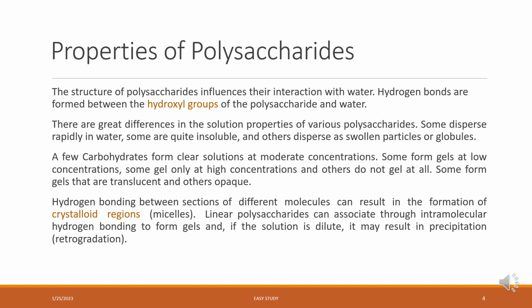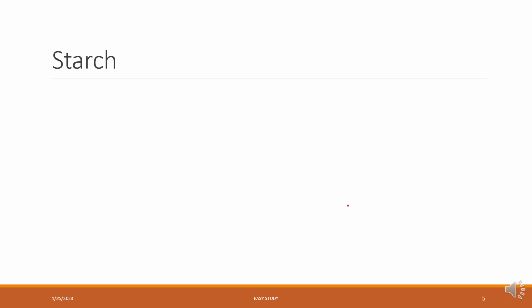Hydrogen bonding between sections of different molecules can result in the formation of crystallite regions. Linear polysaccharides can associate through intermolecular hydrogen bonding to form gels, and if the solution is dilute, it may result in precipitation. Starches are abundant polysaccharides in most cereals.